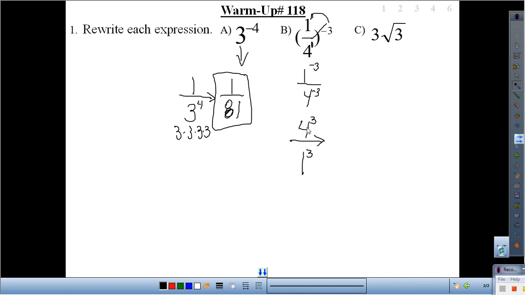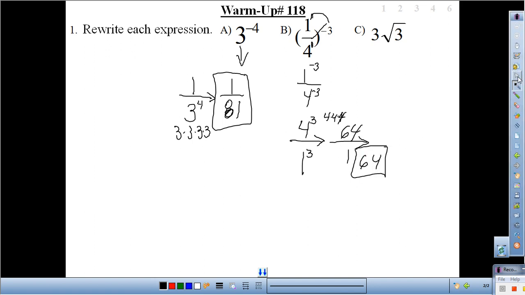So now, can we simplify that? Yes, 4 to the 3rd is 4 times 4 times 4. 4 times 4 is 16. Times 4, that's 64. 1 times 1 times 1 is 1. So this is 64. Let me put this up there.